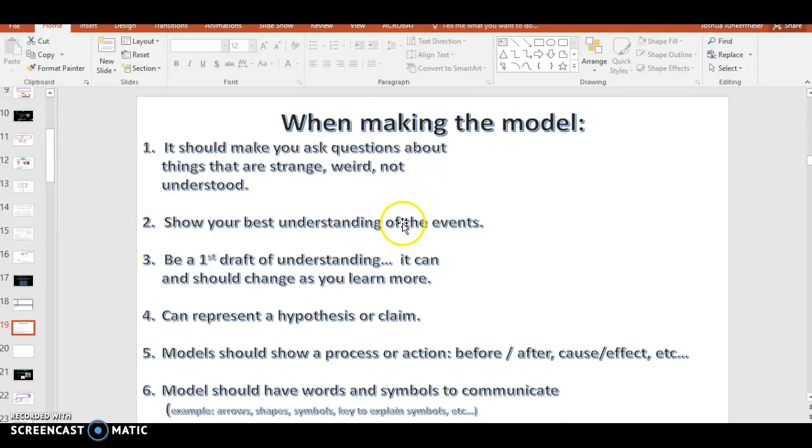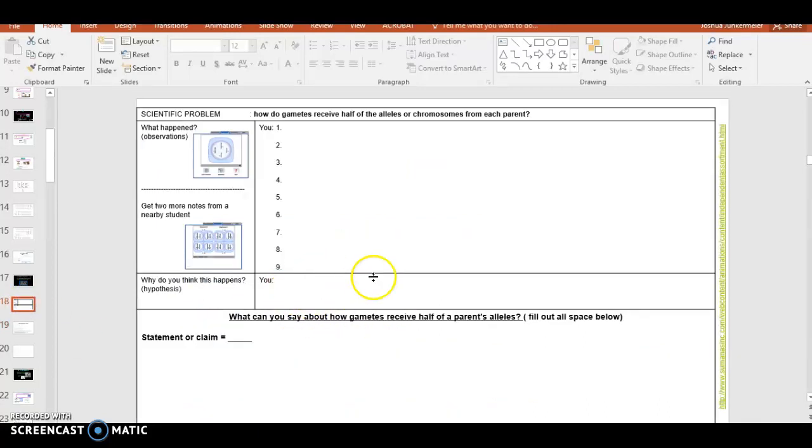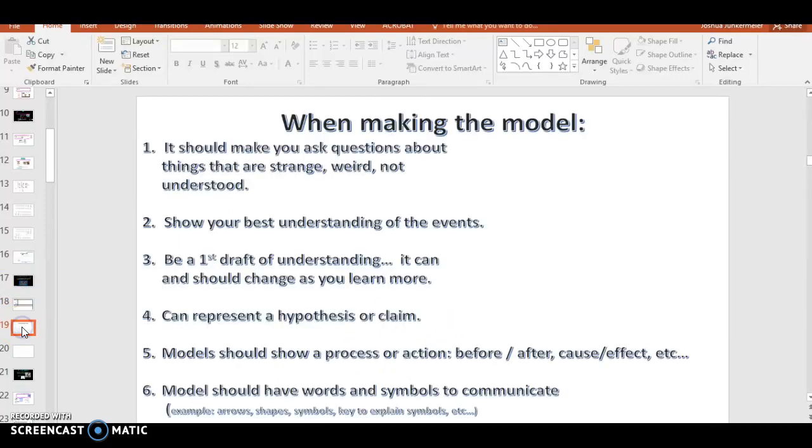Your model should show your best understanding of the events. Think of it as your first draft, because in all likelihood you're going to be making a second draft, improving it based on feedback you get. And make sure that your model represents your hypothesis. So whatever you write here in your hypothesis, you can represent it visually as a model down here in the bottom box. So in your notebook, if you don't have the worksheet in your notebook, you'd just be writing on a page, getting all this information down, and then creating your model or your statement of understanding at the bottom. All right. So slide 19 is just reminding us how to make a model.